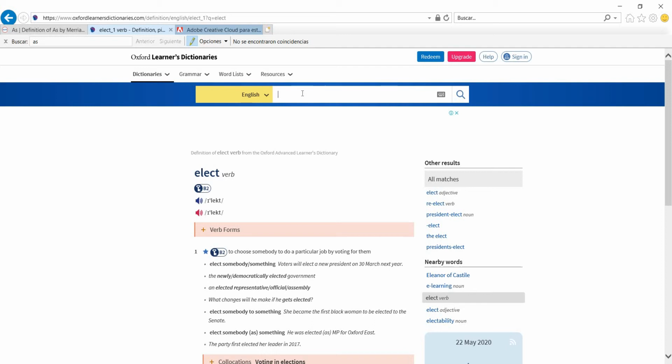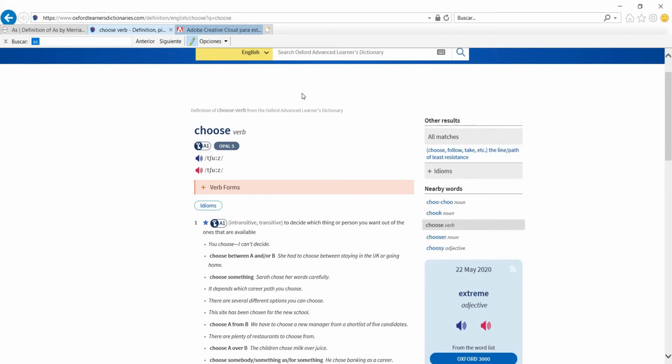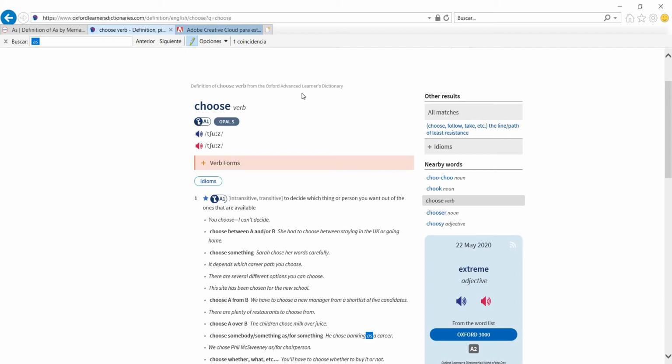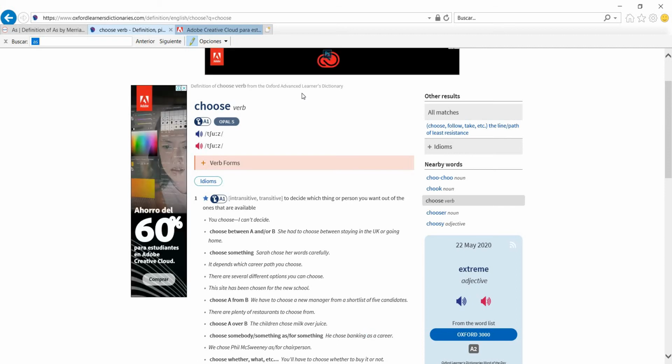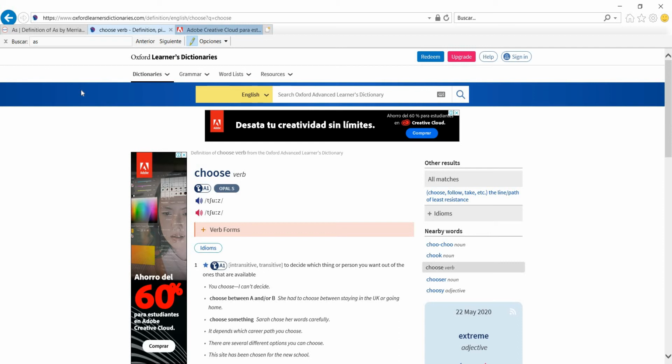But choose as is possible. Let's see if they have an example with choose as. I think I had checked that. Yes, choose banking as a career, right? Count as a friend, proclaim as the leader, right? Or they chose him as a leader. And then he says that there are certain similar verbs like accept as, acknowledge as, class as, regard as, and treat as, in which as is practically obligatory, right? It's always going to be there.